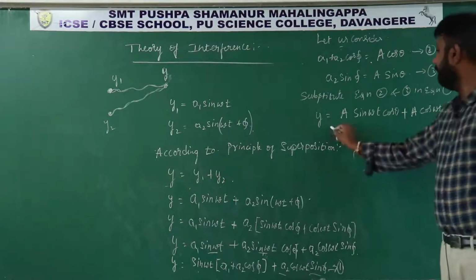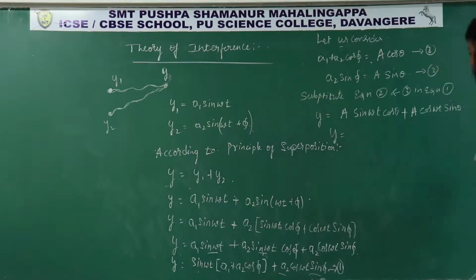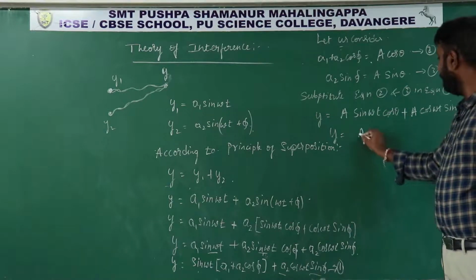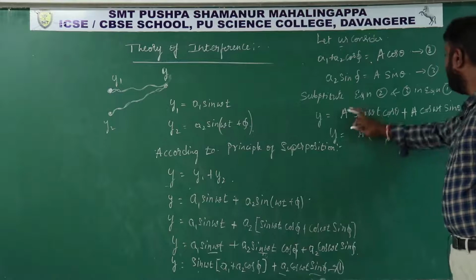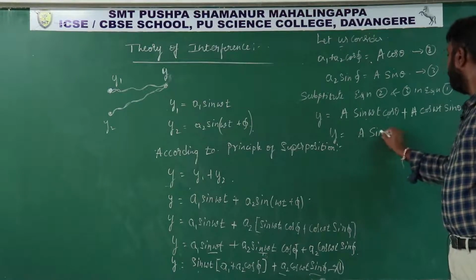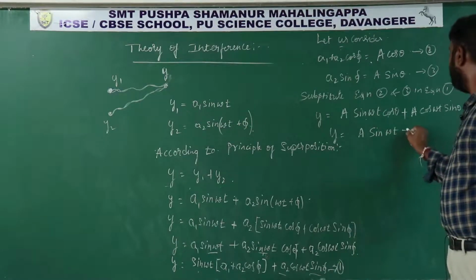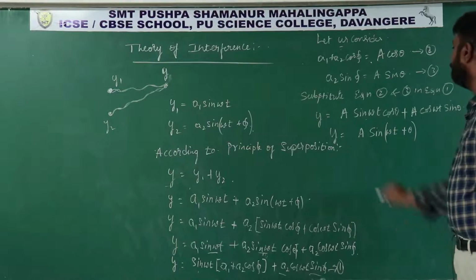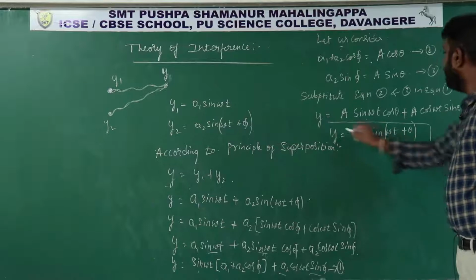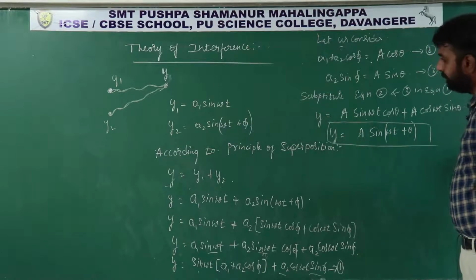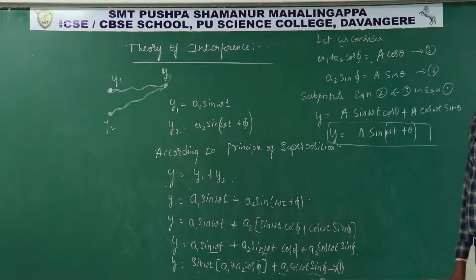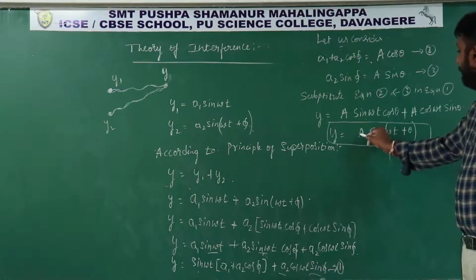So if you take A common outside and observe carefully, sin a cos b plus cos a sin b, again I can write A sin(ωt + θ), again in the form of sin(a + b). So this is the expression for the displacement of a resultant wave, and here A is called what?